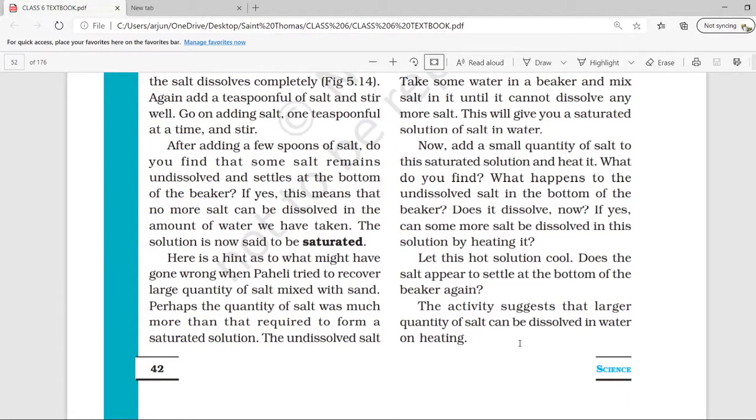Let this hot solution cool. Does the salt appear to settle at the bottom of the beaker again? This activity suggests that a larger quantity of salt can be dissolved in water on heating. If we heat, then the saturation level of water can be increased. We can dissolve more salt in it if we heat the water.